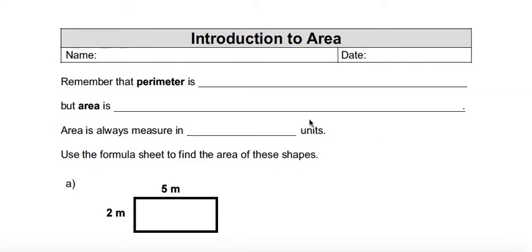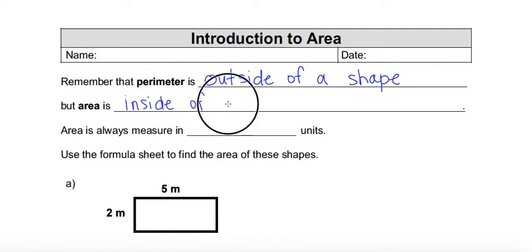Introduction to area. Remember that perimeter is the outside of a shape, but area is the inside of a shape. So when we calculated perimeter earlier in our course, we just added up the dimensions around the outside of a shape. When we're looking at area, it's how much is filled in the inside of a shape.